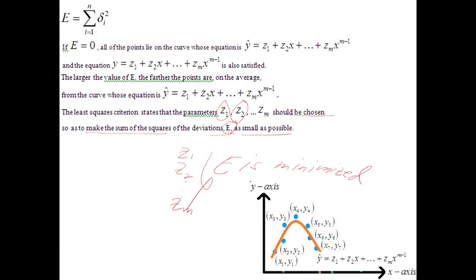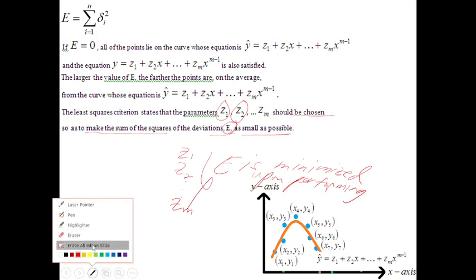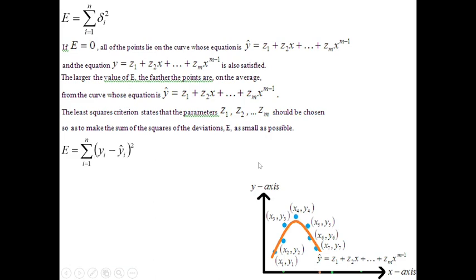E is minimized upon performing the least squares method. The method of least squares. So that's it. So here's the formula for the sum of the squares of the deviations.